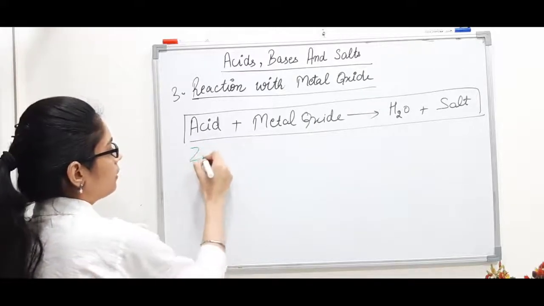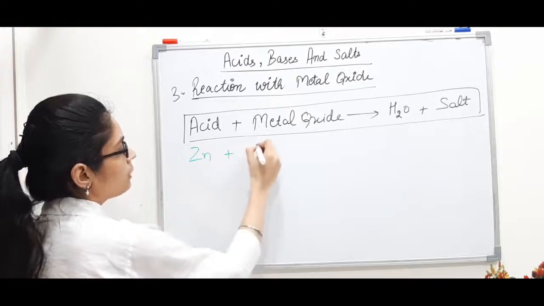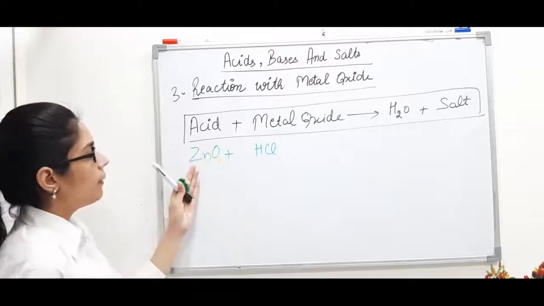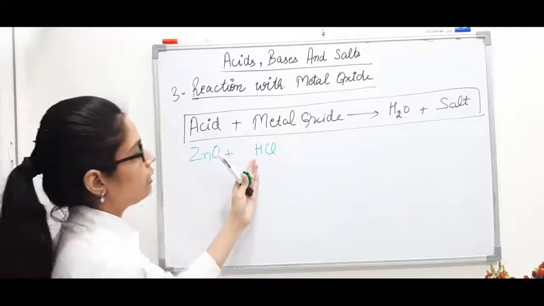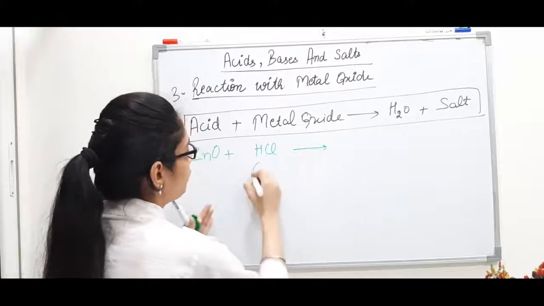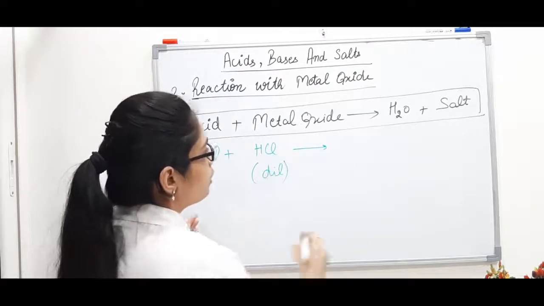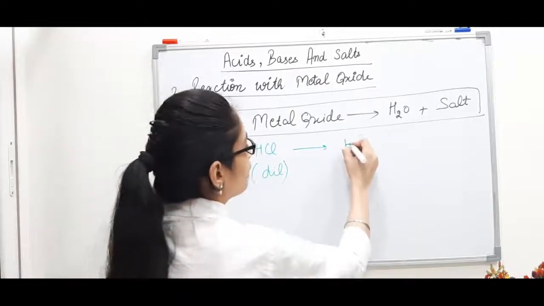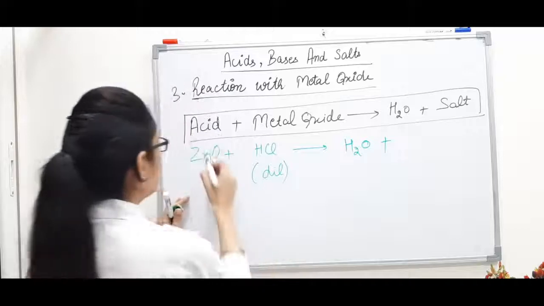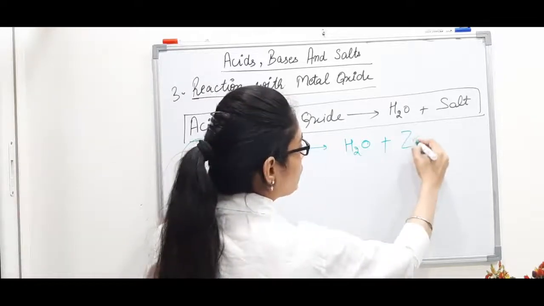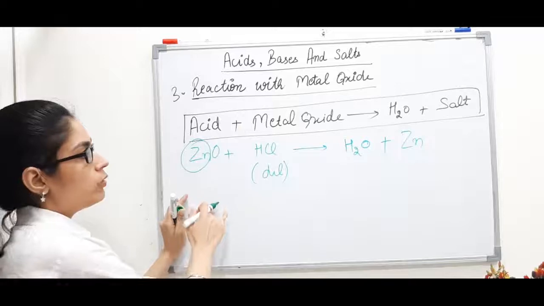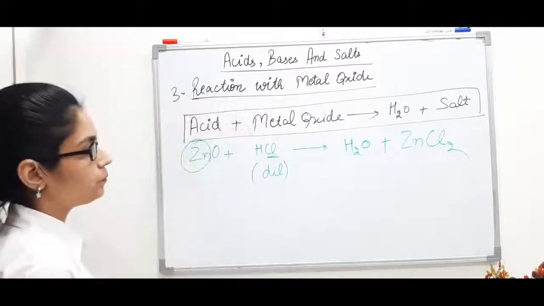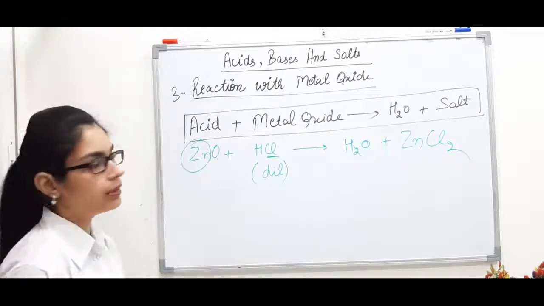I can take zinc oxide plus HCl. See, this is the metal oxide we have to take, zinc oxide I have taken, then HCl. Any acid you can take, provided it should be in dilute form. Any acid from the given three acids which we are using, it will give us water plus salt. Salt is zinc. Same way we have to write first which metal we are using and then the remaining part of our acid. So it will be zinc chloride.